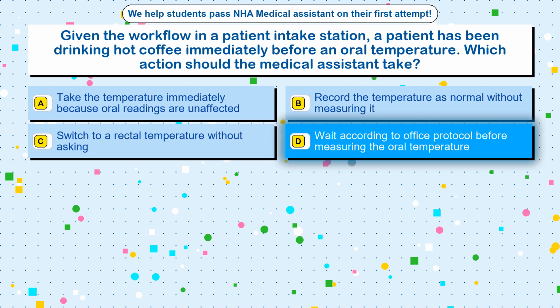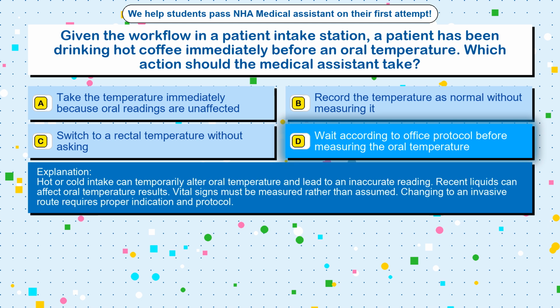The correct answer is option D. Wait according to office protocol before measuring the oral temperature. Hot or cold intake can temporarily alter oral temperature and lead to an inaccurate reading. Recent liquids can affect oral temperature results. Vital signs must be measured rather than assumed. Changing to an invasive route requires proper indication and protocol.